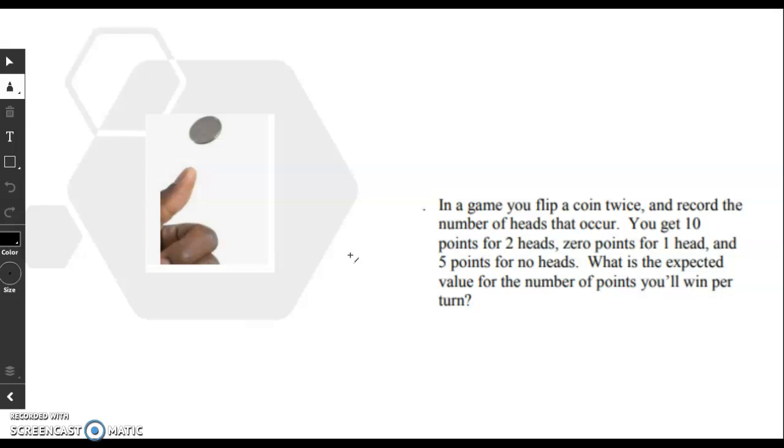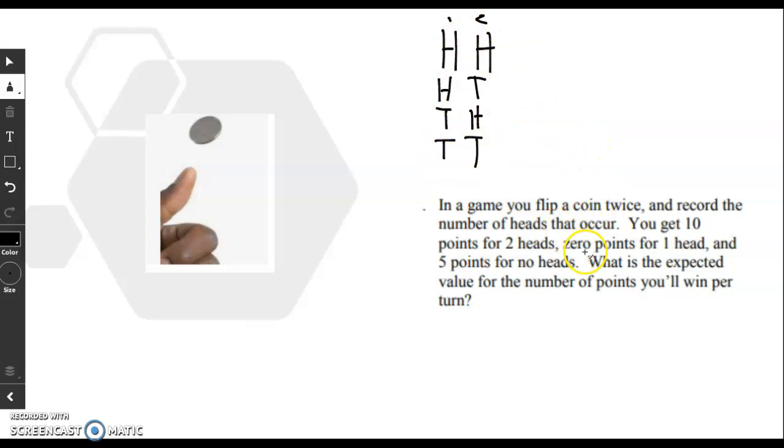So again, we need to figure out what the different outcomes are. If I flip 2 coins, the different outcomes would be a head and a head, a head and a tail, a tail and a head, where this would be the first toss and this would be the second toss, and a tail and a tail. So that looks like 4 different possibilities, right?